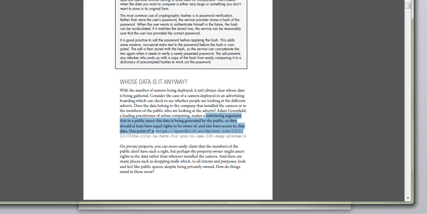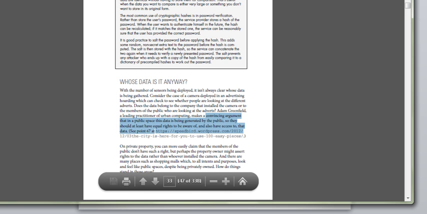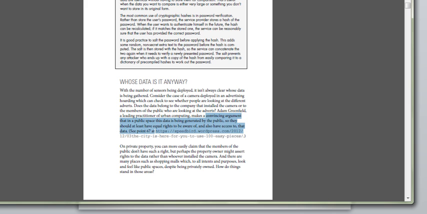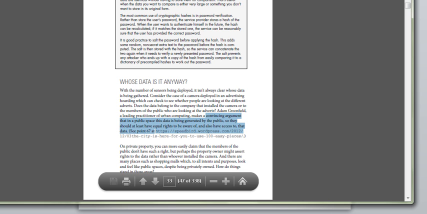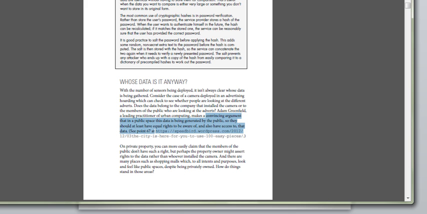It means they have access to their data or the data which is available in the public domain. For example, a lot of data is available free of cost on the internet. So just as we can access it, the publicly available data should be available to everyone. On private property you can more easily claim that the members of the public don't have such a right, but perhaps the property owner might assert the rights to the data rather than whoever installed the camera. So on private property, the owner will have all the rights as compared to the general public and public members.